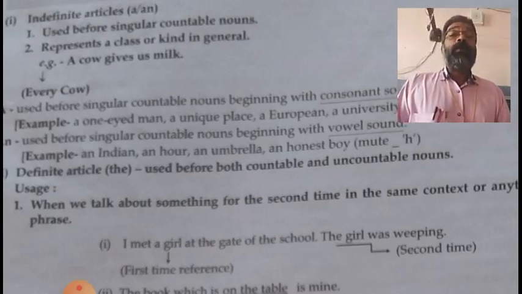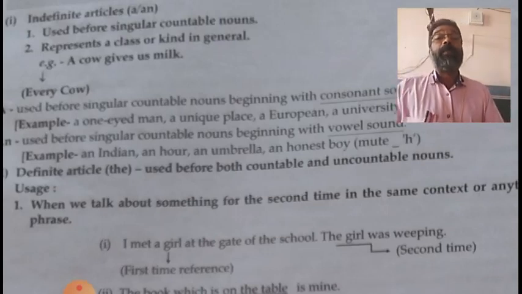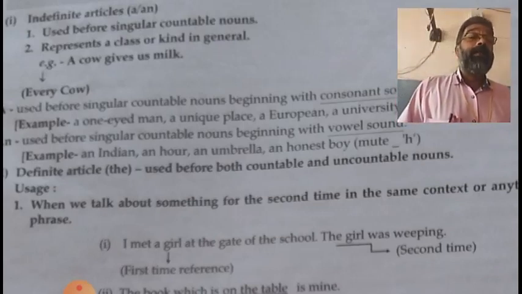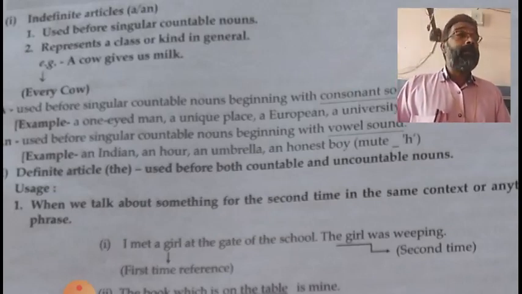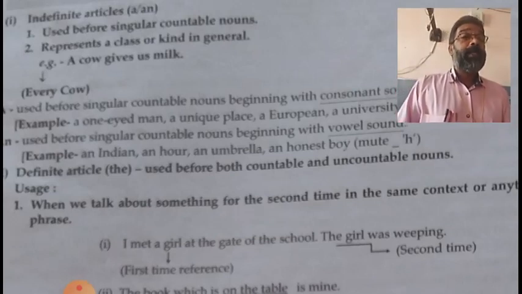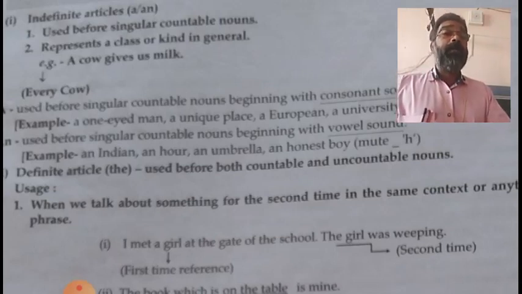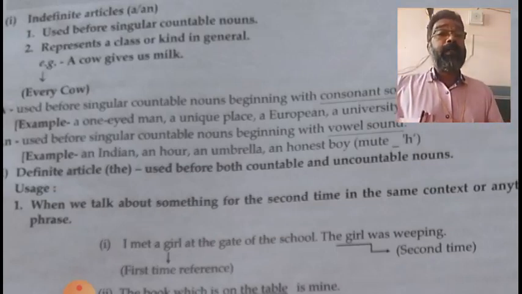Indefinite articles are used before singular countable nouns. Only singular nouns that are also countable. Then the indefinite article also represents a class or kind in general. For example, a cow gives us milk. That means every cow gives us milk. Not only one cow, but every cow gives us milk. So here a cow represents the entire class of cows.